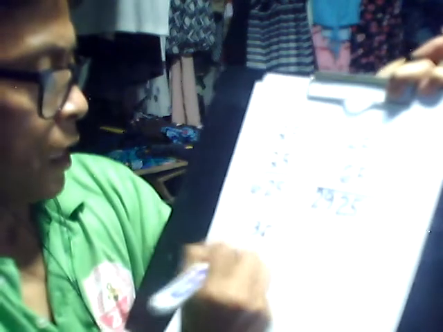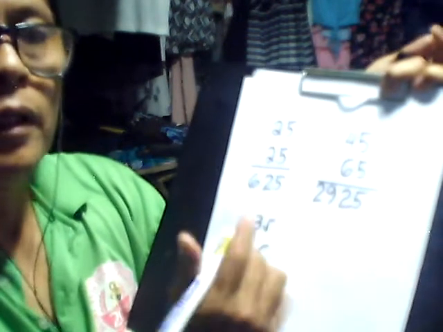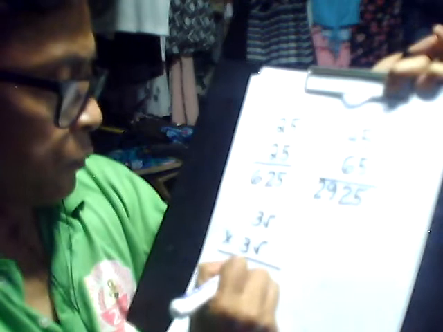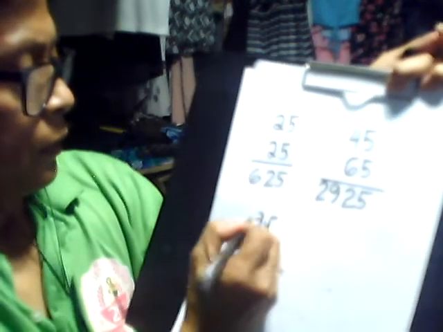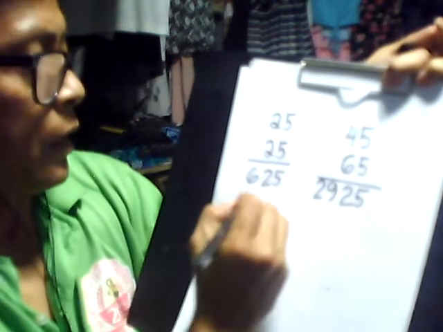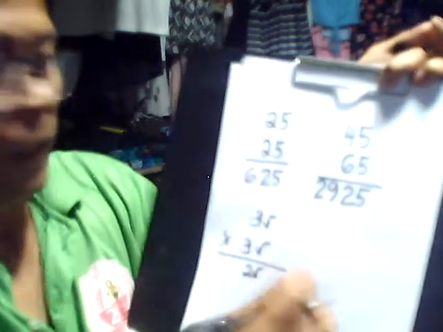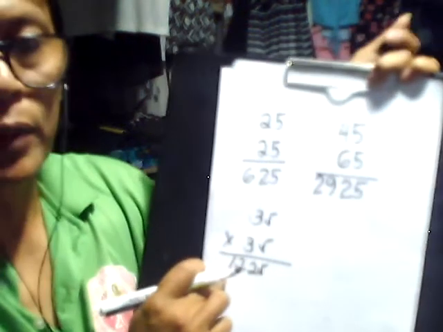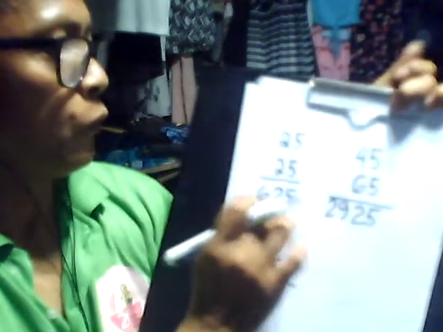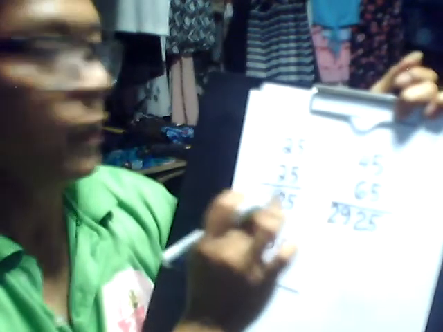Okay, let's have another example. 35 times 35. So 5 times 5 is automatic. We have to put 25 here. And then you cancel this 3, you make it 4 by adding 1, and then 4 times 3, so that is 12. So your answer is 1225. As easy as that.